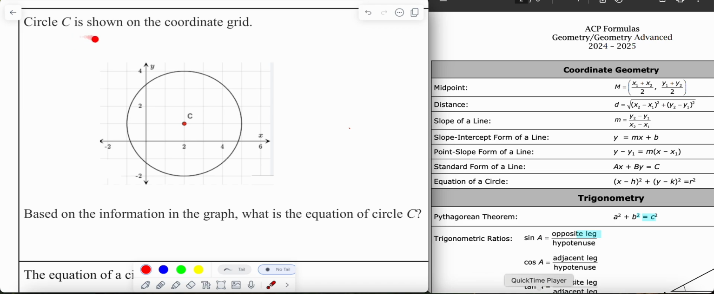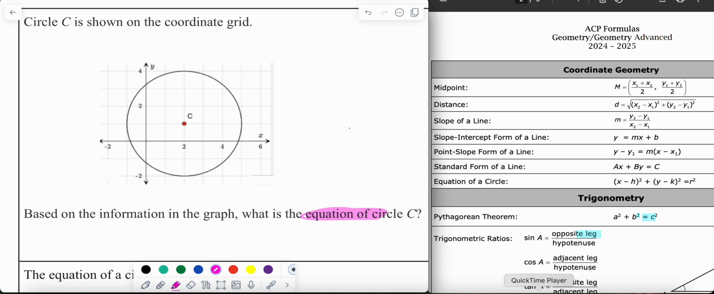Circle C is shown on the coordinate grid. This is circle C. Based on the information, what is the equation of circle C? So the question is asking us for the equation of circle C.